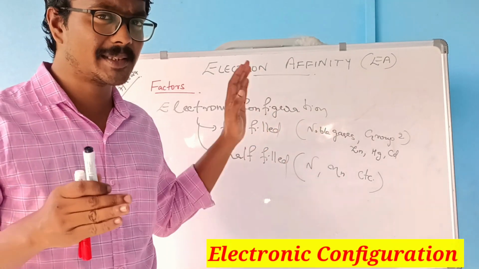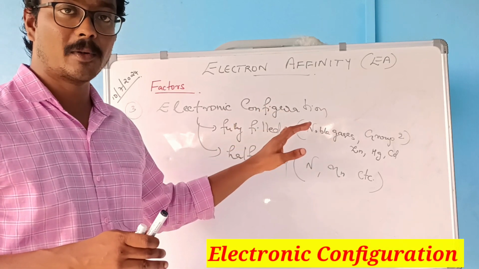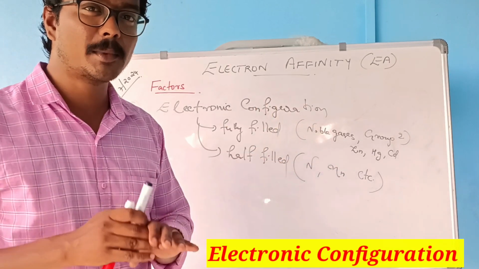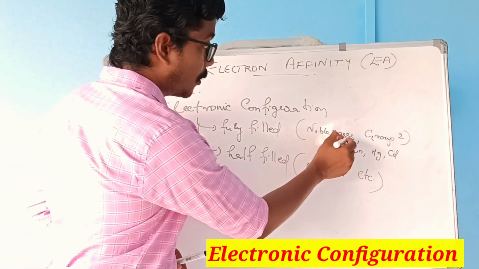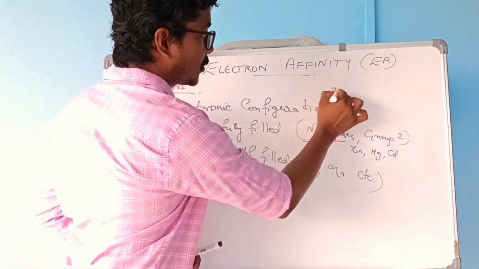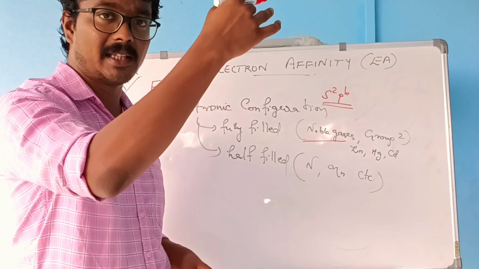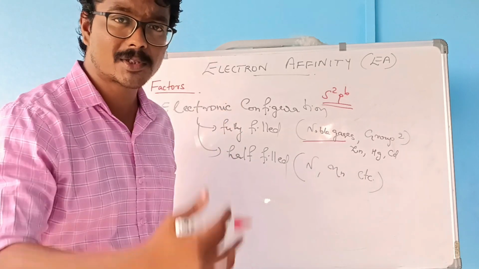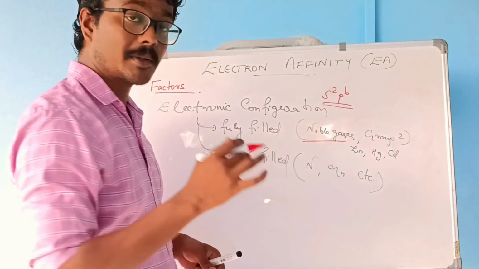We have already discussed in the periodic trends that a fully filled electronic configuration and a half-filled electronic configuration result in approximately zero electron affinity. We have already learned this in the case of noble gases. In the noble gases, s2p6, this is the electronic configuration, right? That's the reason why neon, argon, krypton, xenon, and radon, almost all noble gases, have zero electron affinity.